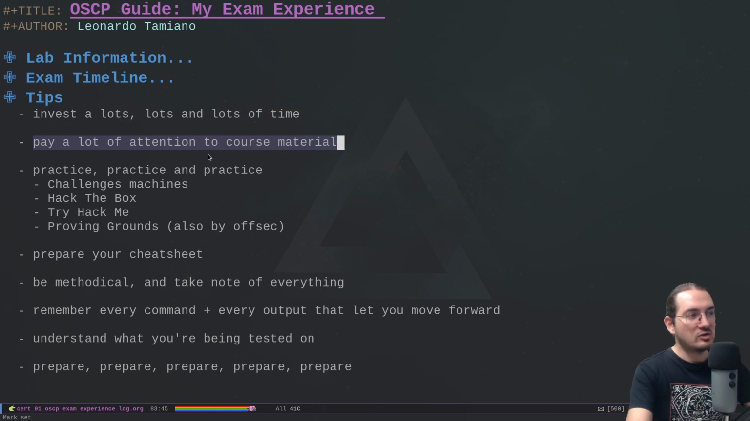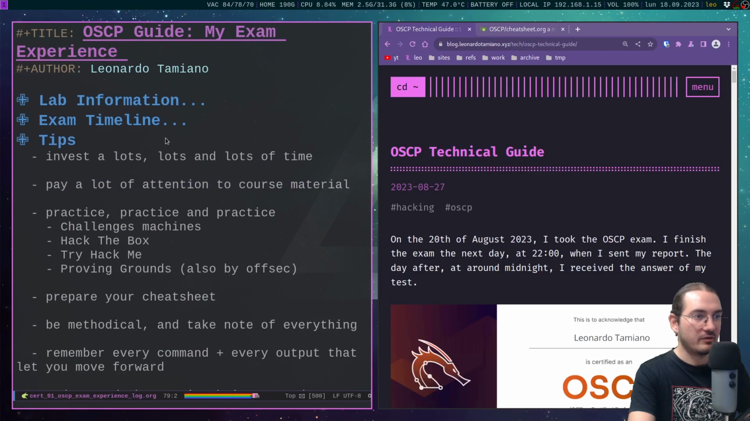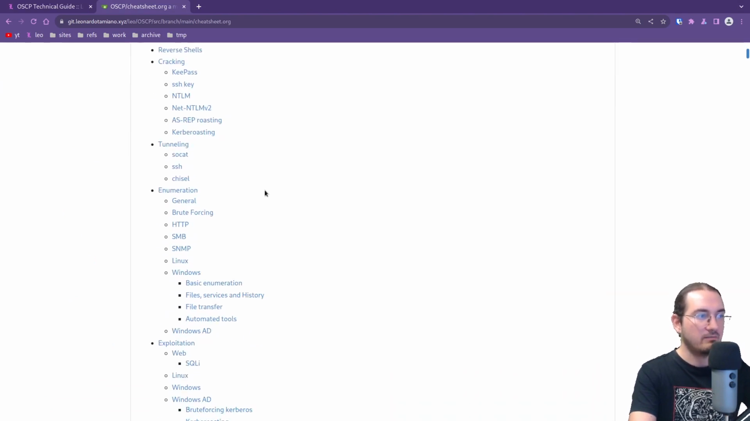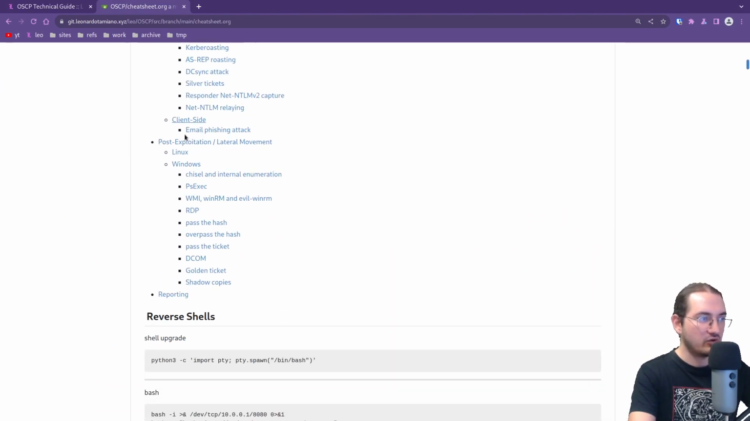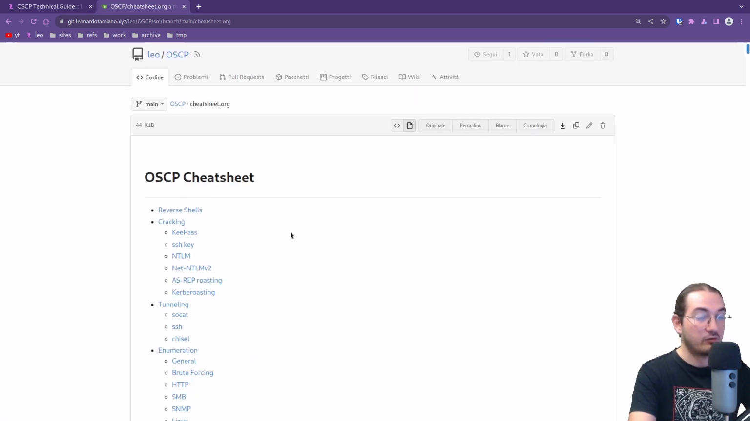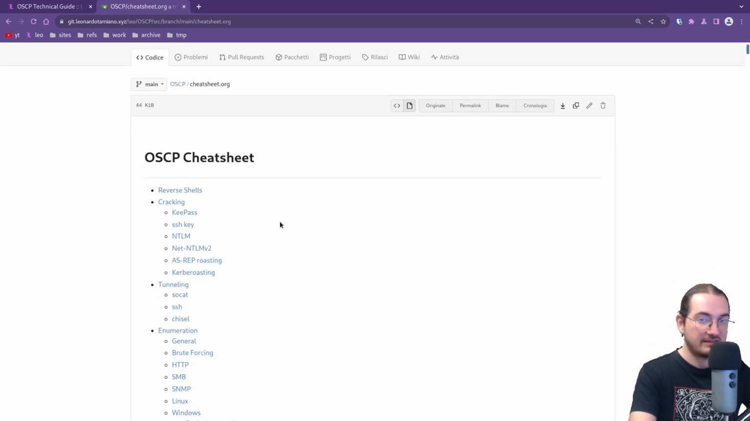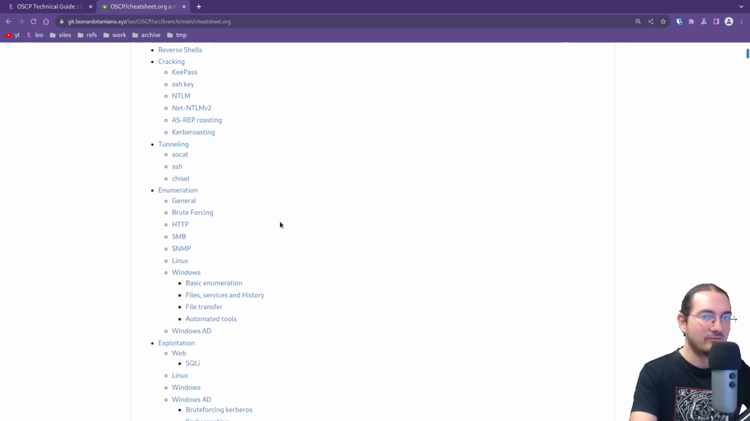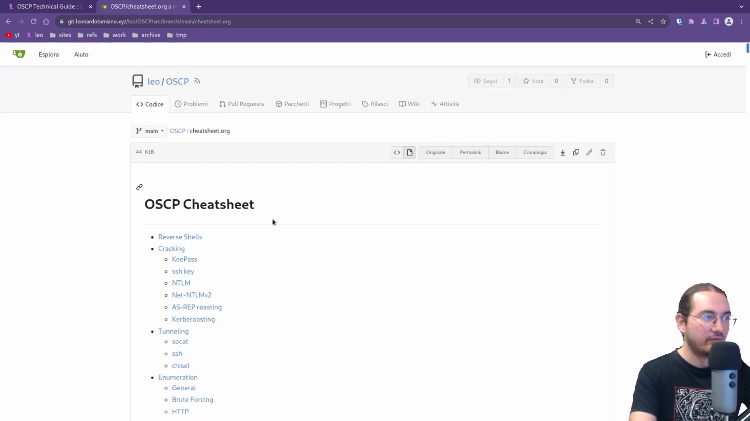So you have to pay a lot of attention, you have to understand exactly what it is that they are teaching. And of course, for this, you can also read cheat sheets about OSCP. You can read my cheat sheet, for example, in which I showcase all the types of attacks and techniques that, of course, are not all the attacks and techniques in terms of penetration testing, but they are the attacks and techniques that were mentioned during the course, and therefore the ones that you need for OSCP.